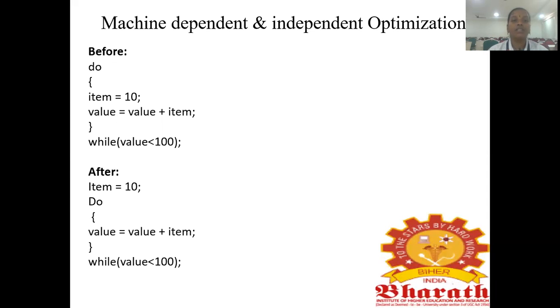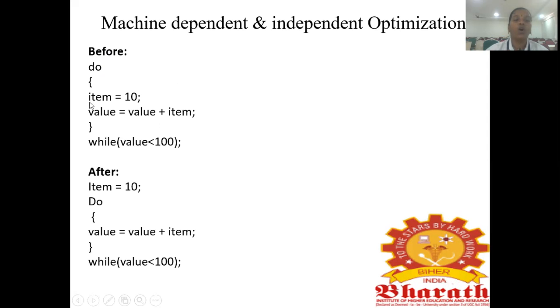Next one is machine dependent and independent optimization. So what is machine dependent and independent? Dependent means some source can be dependent on others. What is independent? It does not need any others for its optimization. That is independent.